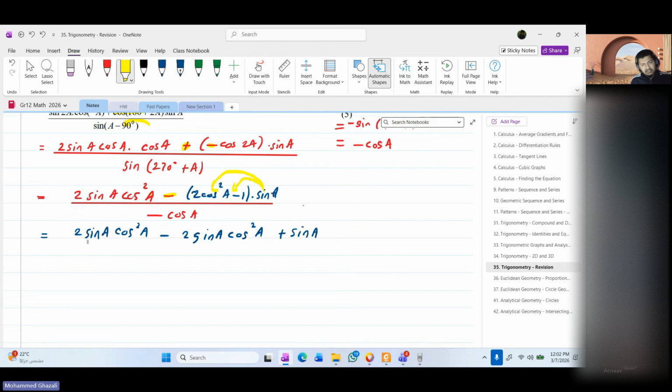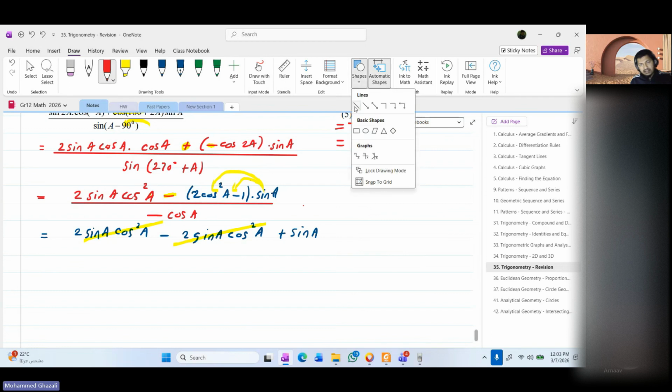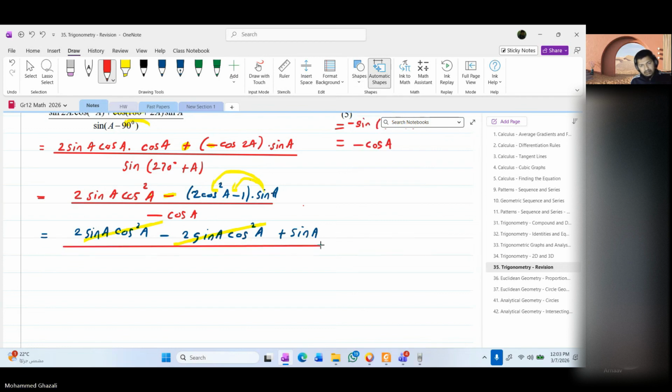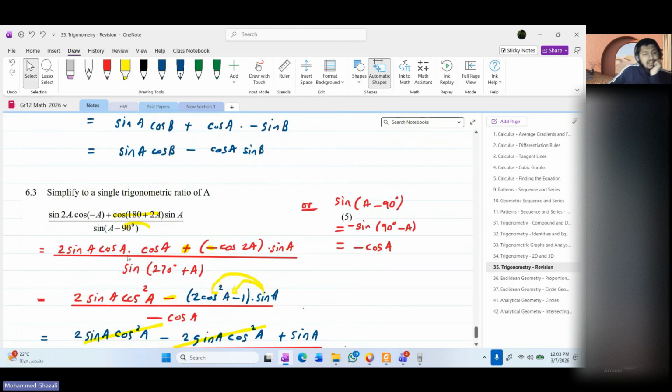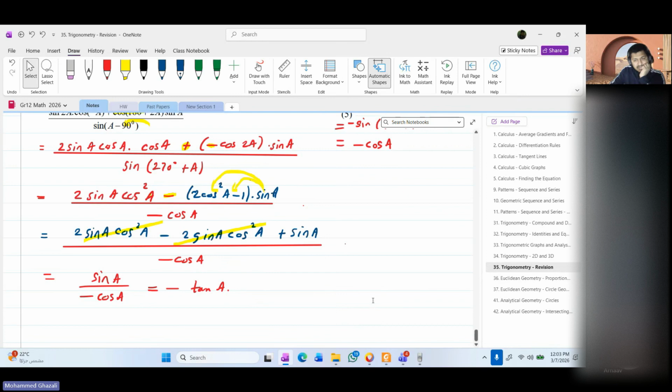Right, so now we can clearly see this whole thing and that whole thing cancels out. And that part is divided by negative cos a. So now you're left with just basically sine a over negative cos a, which is just negative tan a. All right, so negative tan a is your answer. Yeah, so nice question here as well, just using double angle and simplifying.